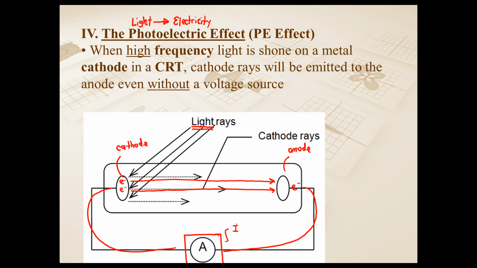So when high frequency light, and we'll talk more about the significance of it being high frequency light momentarily, is shone on a metal cathode in a cathode ray tube, cathode rays will be emitted to the anode even if you don't have a voltage source. So once again, the only thing that I have for input energy is going to be light from some kind of external source. This effect was actually observed by Heinrich Hertz in 1887. So this is a couple of decades before Max Planck came out with his wacky hypothesis about light being both a wave and a particle.